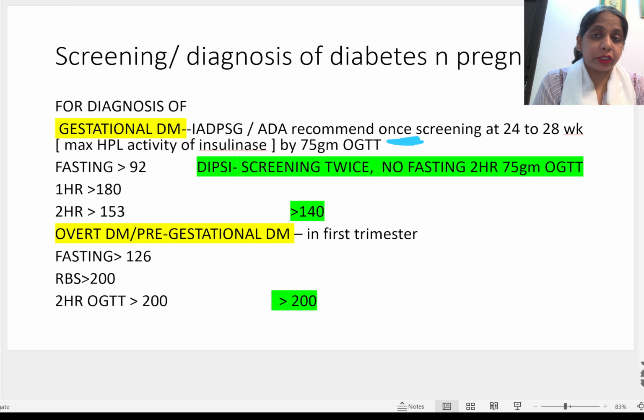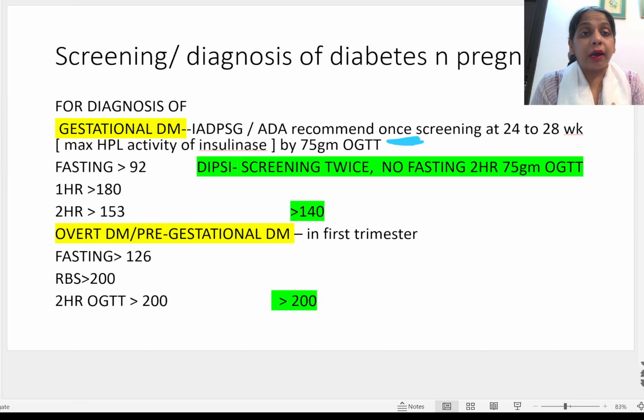So this is the recommendation of the IADPSG or ADA for the diagnosis of gestational diabetes and pre-gestational diabetes. Now DIPSI says that in India, as patients are not aware, there is no need to ask the patient to come fasting. If today I tell the patient come tomorrow fasting, I can't rely that the patient is going to come or not. So it's better whenever the patient comes, diagnose it.